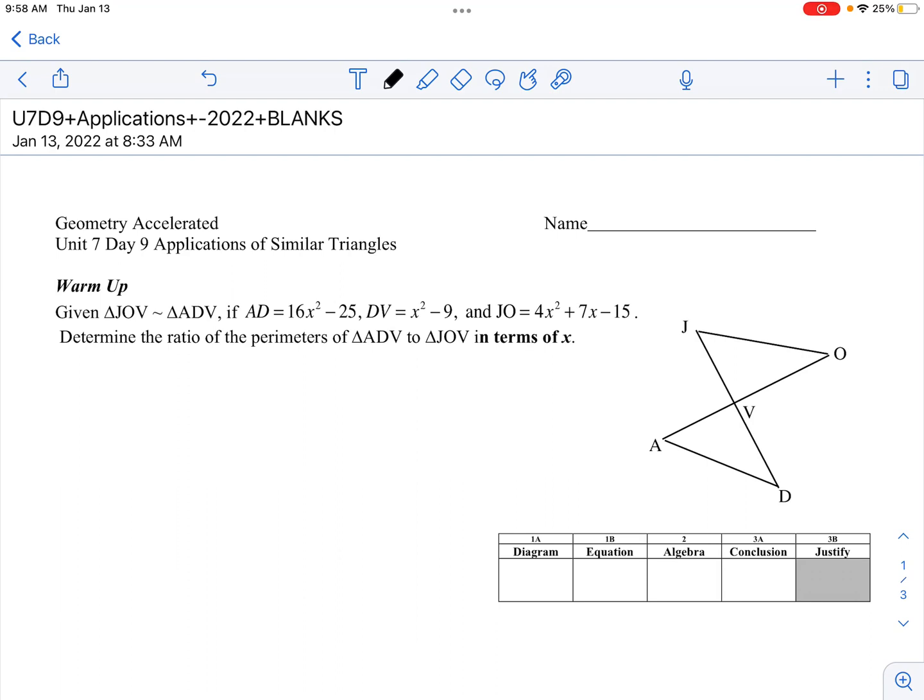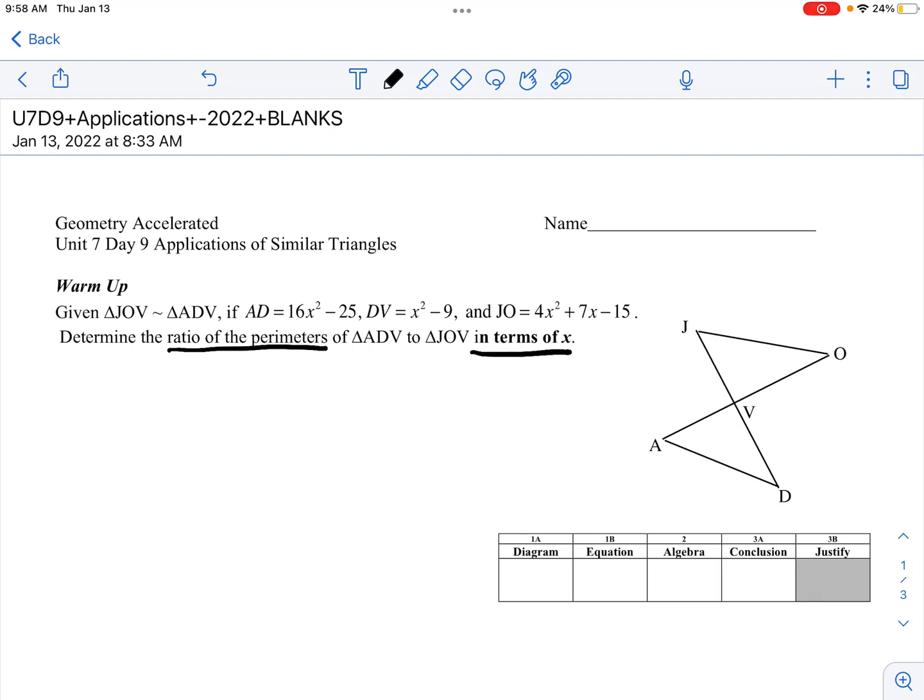Here is probably the number one missed question on our formative. Given triangle JOV is similar to triangle ADV, I gave you some distances and I asked you to determine the ratio of the perimeters in terms of X. That basically is asking you for the scale factor. A ratio is a fraction. So your answer is going to be a fraction in terms of X.